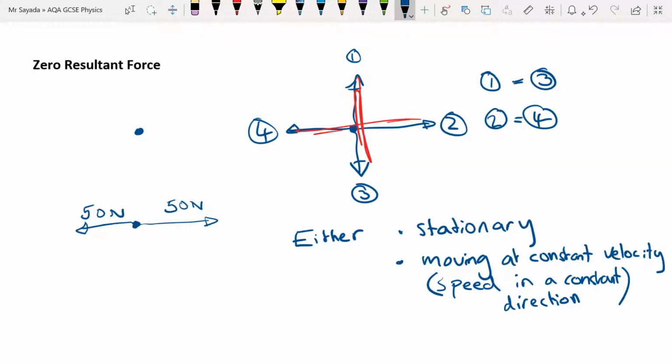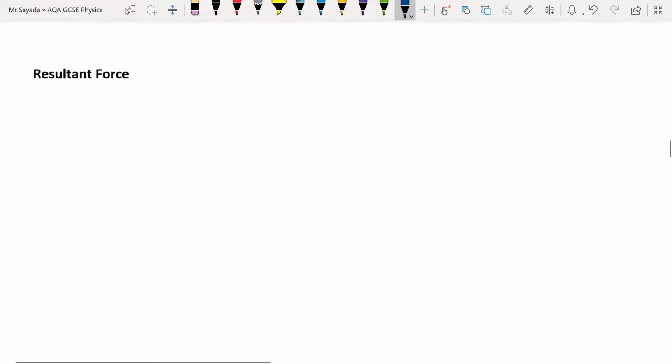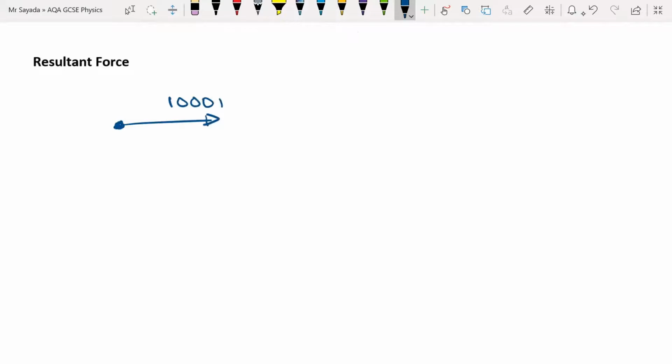So when there's zero resultant force acting on an object, the object is either not moving or it's moving at constant velocity. Now let's consider when there is a resultant force acting on an object. A resultant force acting on an object is whenever there is not zero resultant force. There's a large number of different ways to get a resultant force on an object, but we'll look at a simple example. Let's say you have an object where there is a 1000 Newton force to the right and a 200 Newton force to the left. What is the resultant force acting on that object? Say your answer to the video now.